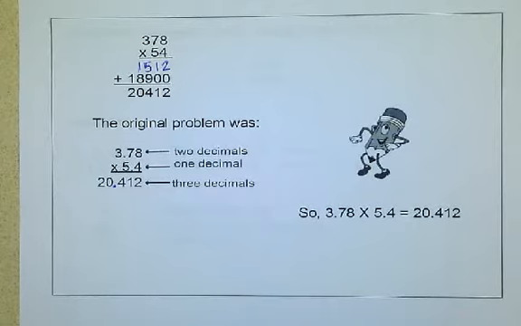I want you to look at your neighbor. The partner with the longer hair is going to talk first. I want you to explain how you know where the decimal goes in your problem or product. The second partner is going to then repeat what you said or change if they disagree. I'm going to give you 30 seconds to do this. You may begin.